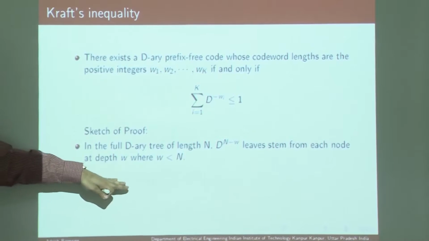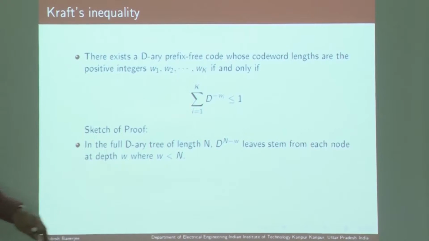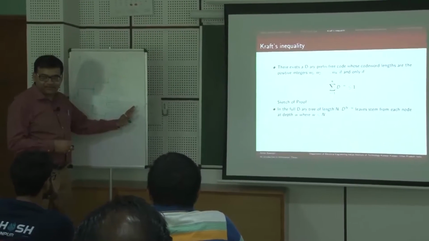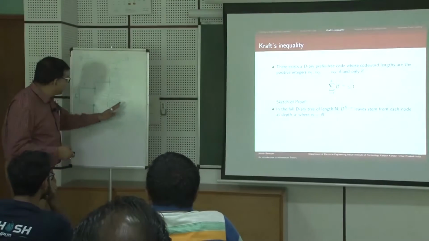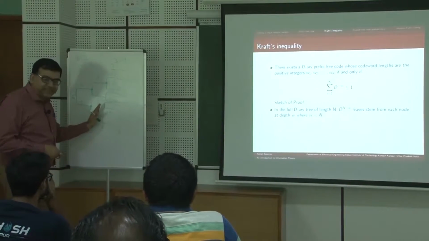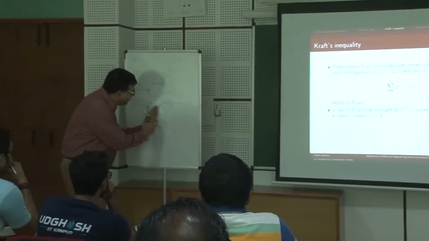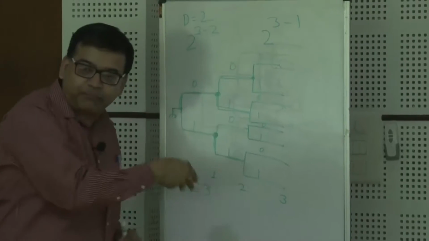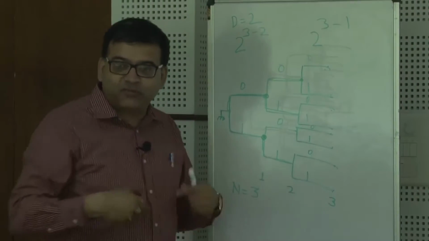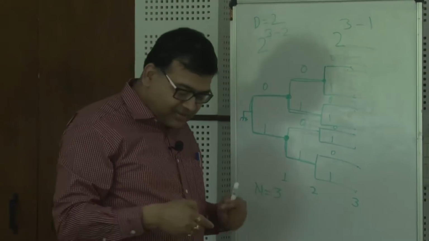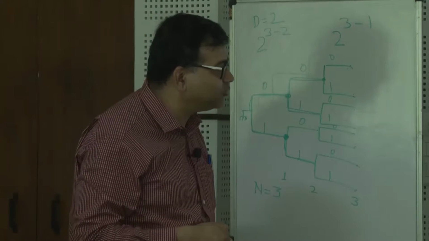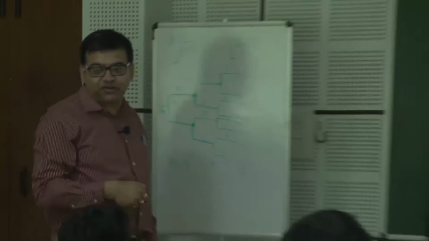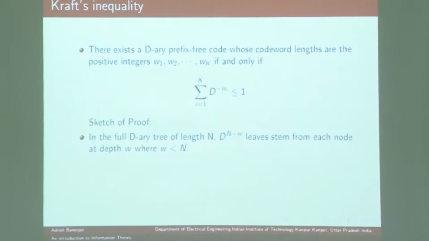So this is important because we are going to use this fact in our proof. Consider a full tree of length n, and if you look at any depth which is less than n, then how many leaves are leaving nodes at that particular depth? This is the question I am asking. I am saying the answer to that question is d raised to power n minus w, and I took an example to illustrate that.